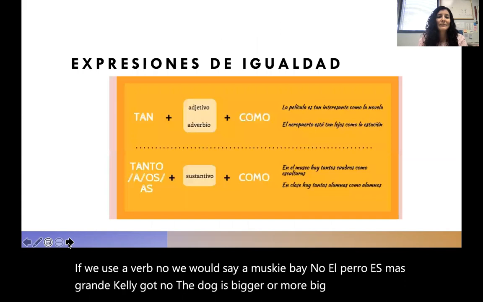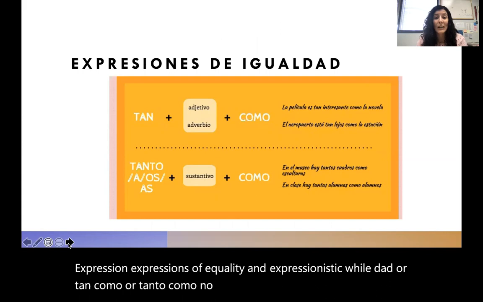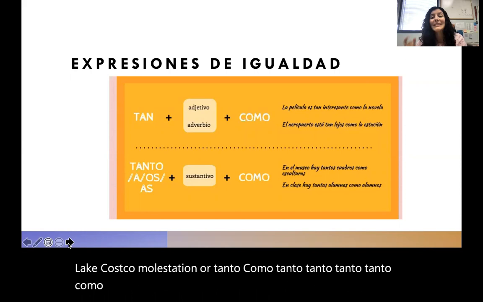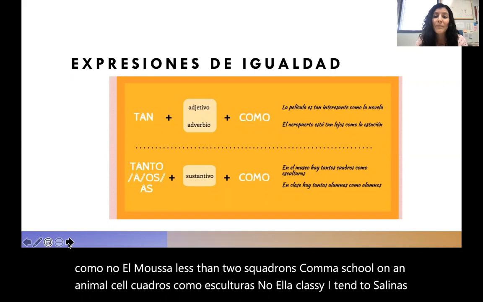Expressions of equality, expresiones de igualdad, o tan como o tanto como. La película es tan interesante como la novela. El aeropuerto está tan lejos como la estación. O tanto como, tanto, tanta, tantos, tantas como. En el museo hay tantos cuadros como esculturas. O en la clase hay tantos alumnos como alumnas.